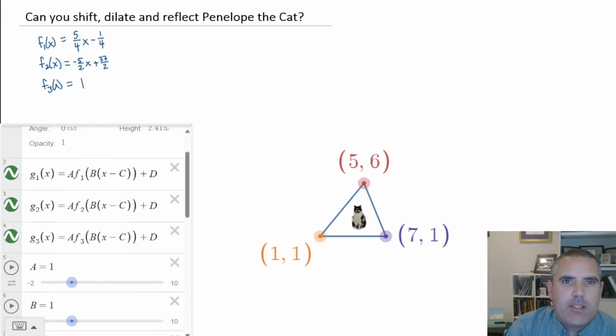Hey there, math fans. This is going to be more of a quick little point of interest about shifting, dilating, and reflecting using my cat as an example.